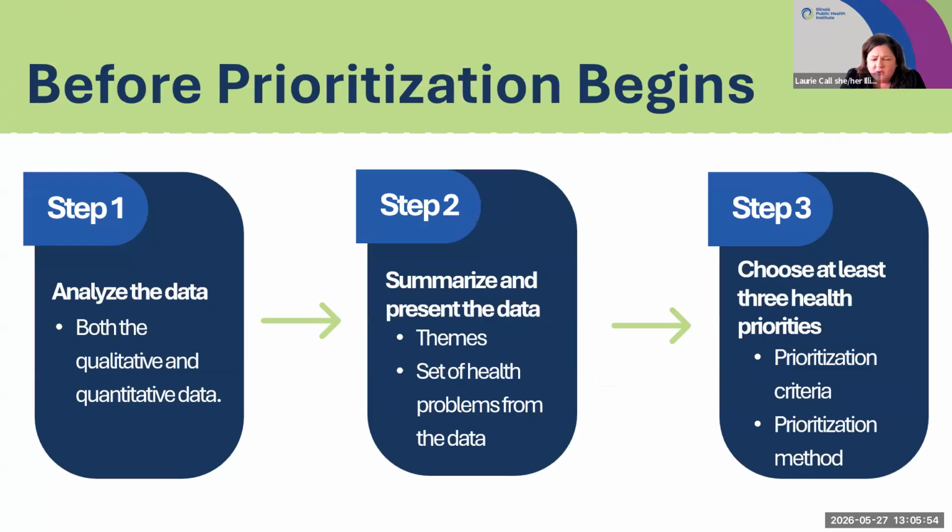Okay. The overall steps in the prioritization process include analyzing all of your data, summarizing that, and presenting it back to the community. And then choosing your three priorities based on prioritization criteria and a structured prioritization method. Analyzing all of your qualitative and quantitative data and summarizing it really helps inform what your potential issues are that you're going to prioritize.